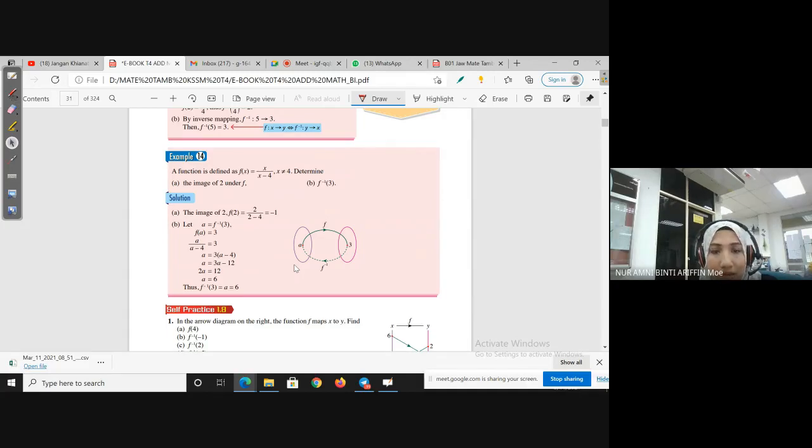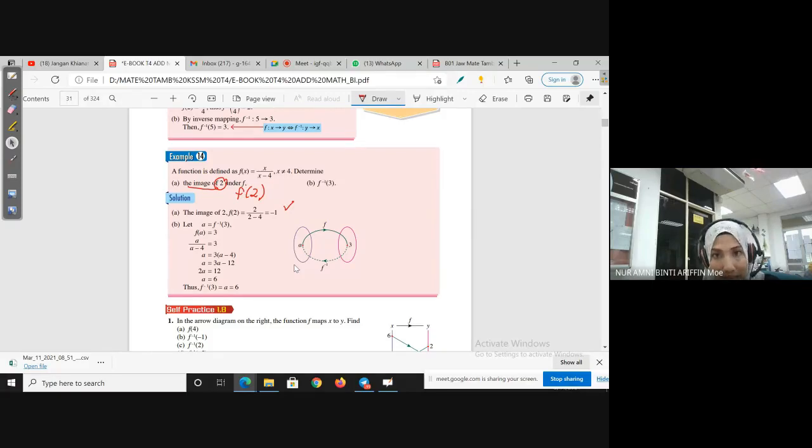Determine A, the image of 2 under f. Okay, the image of 2. So apa yang ditanya dekat sini is macam biasa yang kamu buat lah. The image of 2 which is f(2). Image. Maksudnya image kepada nombor 2, which is 2 is object lah. 2 is the object. So you just substitute the value of 2 in the function of f(x). Masukkan nilai dia, so dapat inilah. 2 over 2 minus 4 equal to -1.